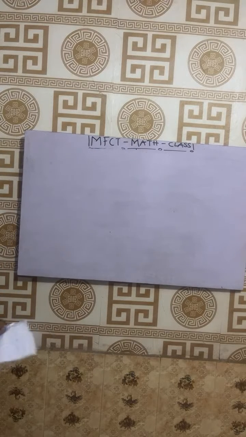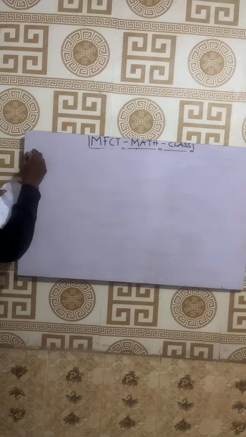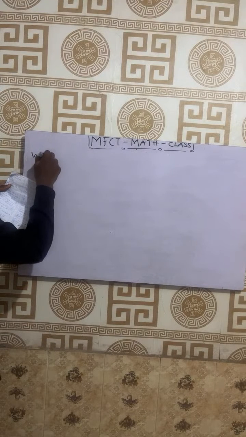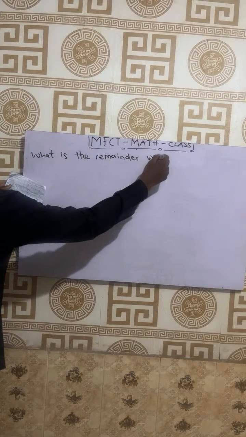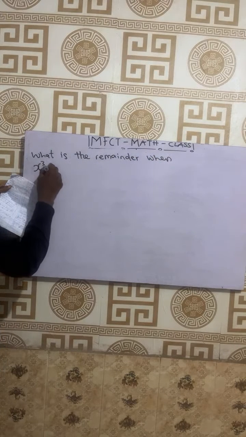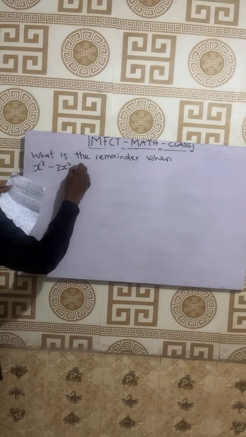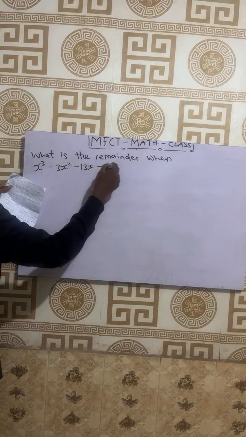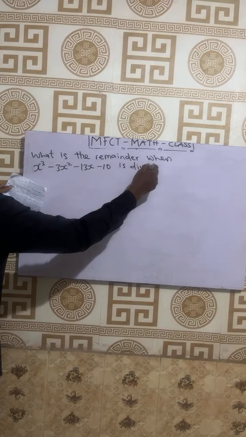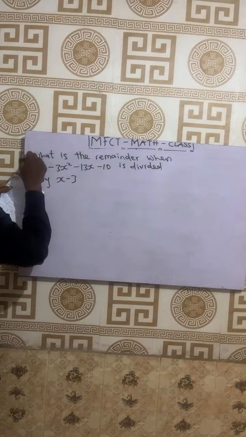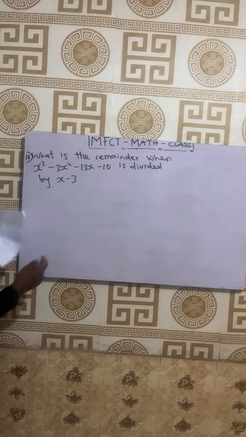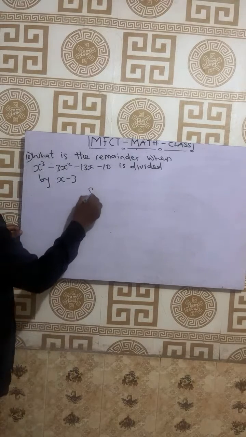Second to the last. Okay, the question is, what is the remainder when x raised to power 3 minus 3x squared minus 13x minus 10 is divided by x minus 3? Now, look at this solution.